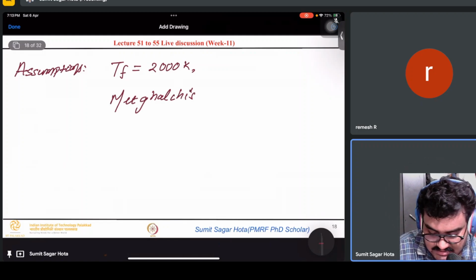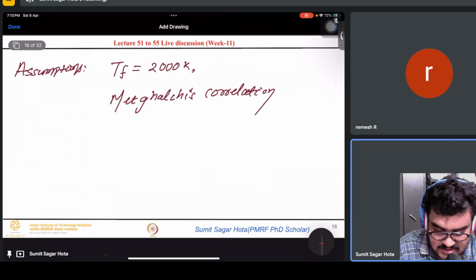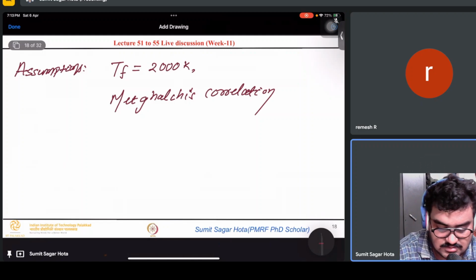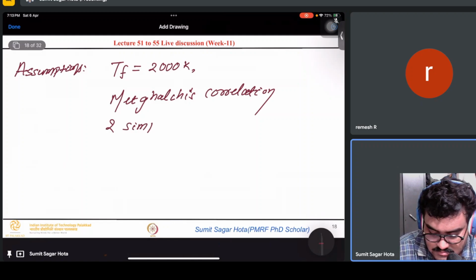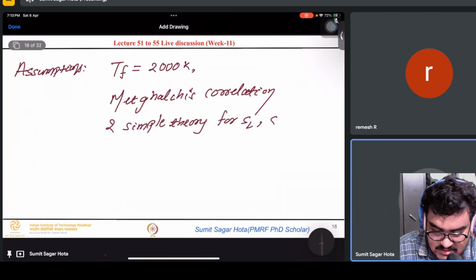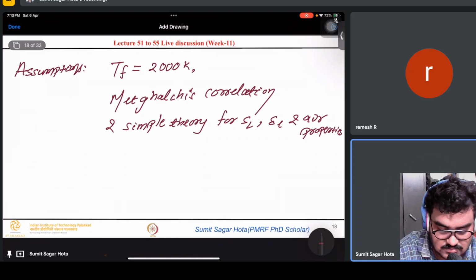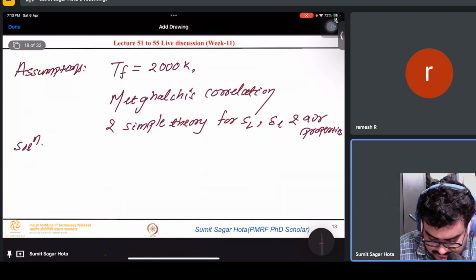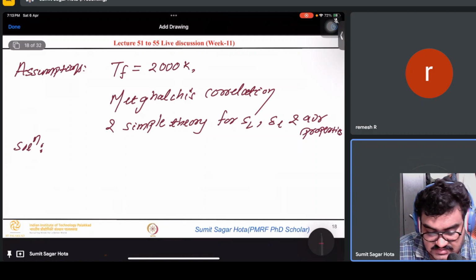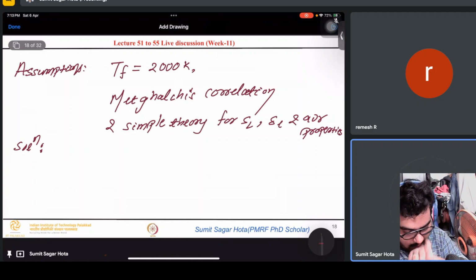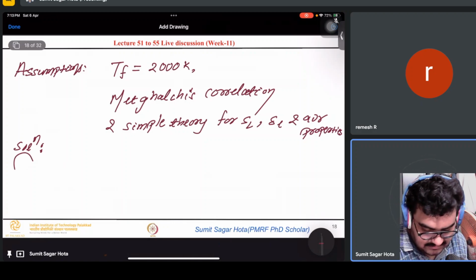Simple theory, or a cell model, and air properties. Yeah, now the solution. First we have to find out the laminar flame speed. Know previously how we should find it out.